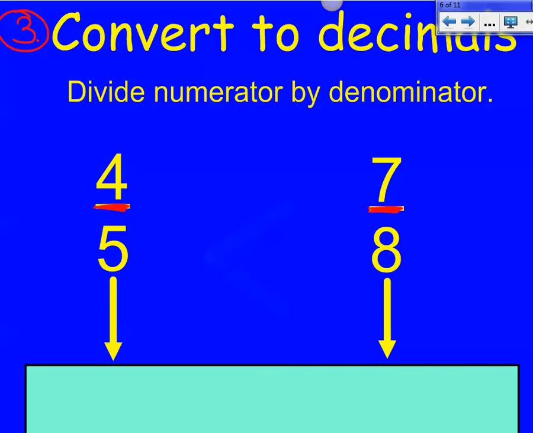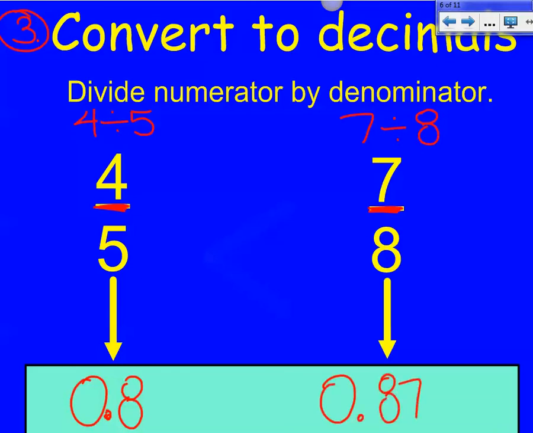Now, I didn't put my calculator up this time. I just did the calculator work ahead of time on my own calculator, so you're not going to see me doing the division. But if I were to do 4 divided by 5 on a calculator, I would get that 4/5 is equivalent to 0.8. So 8/10 is what 4/5 is equivalent to. If I were to do 7 divided by 8 on a calculator, I would get 0.875.